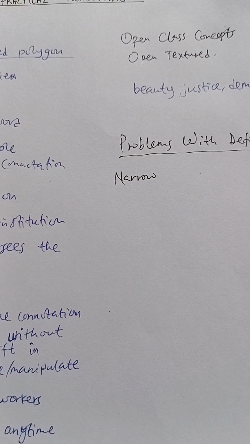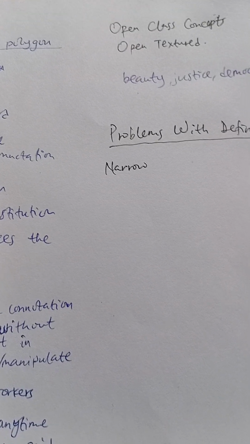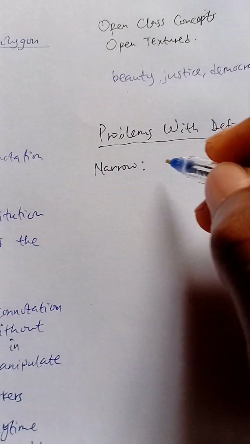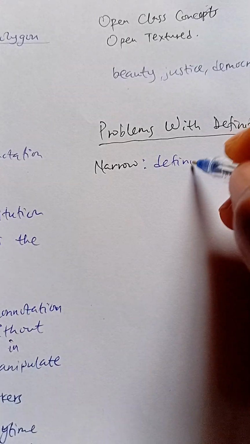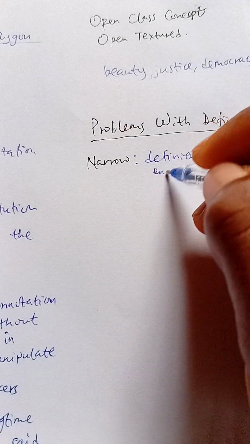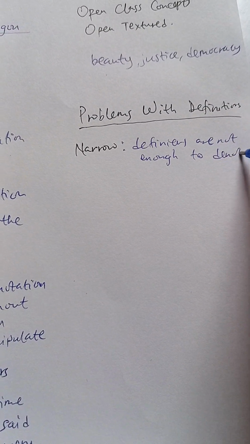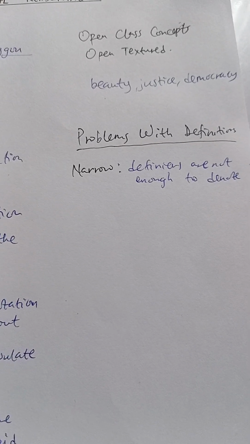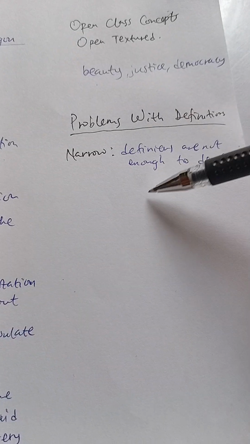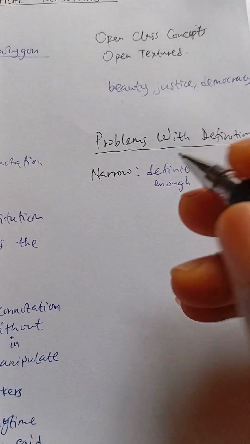If a definition is too narrow, what does it imply? It means that the definitions do not cover all the things the word denotes. So it means that the definitions are not enough to denote the word. When I'm done, I'll give examples for this one so that we digest it very well.